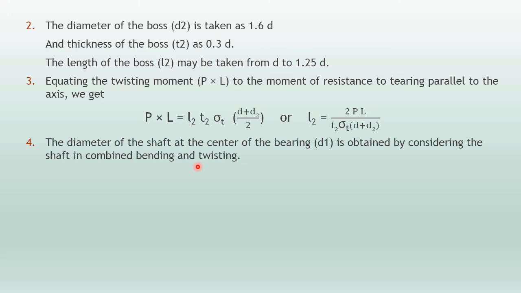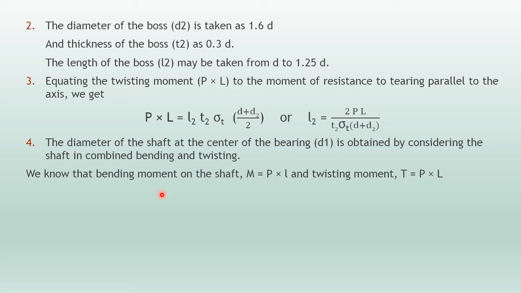Again, recall some concepts you have learned in strength of materials on combined bending and twisting moment. We know that the bending moment on the shaft is equal to M equals P into small l. Now note down, this is the small l, not the capital L. And the twisting moment is T equal to P into capital L. Note down, this is the capital L. So don't get confused over here.